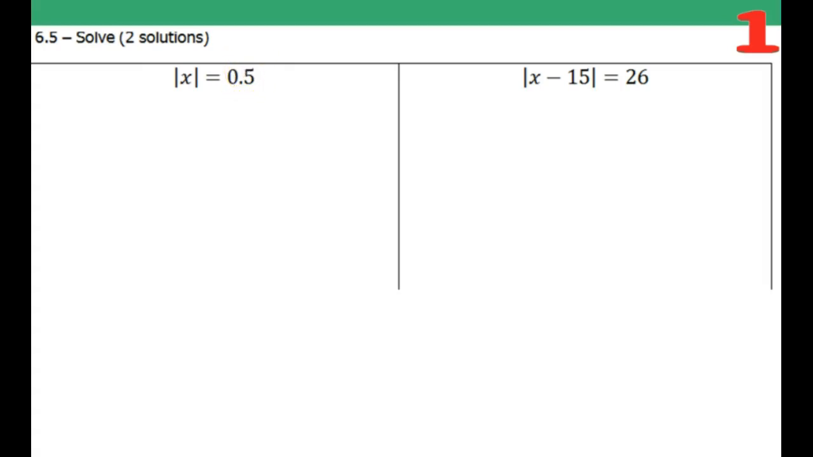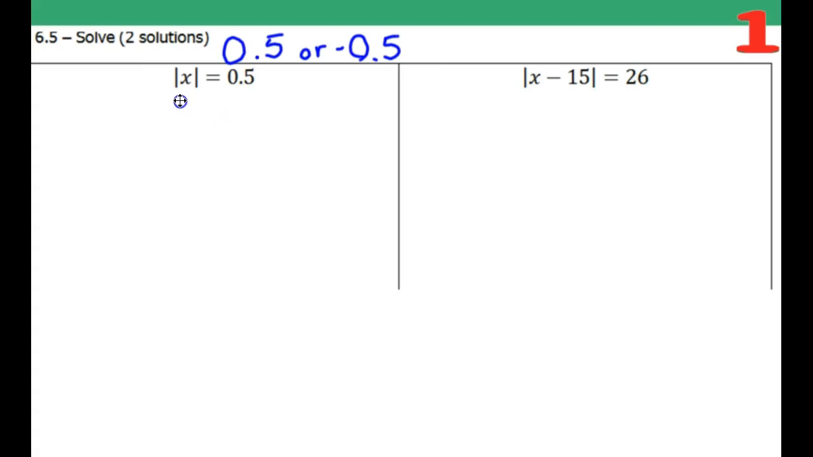Well, there could be two solutions. One, we could have 0.5 in our shower, or we could have negative 0.5, because the negative is like our dirty number, and if a dirty number goes into the shower, it comes out clean. So it comes out clean 0.5.